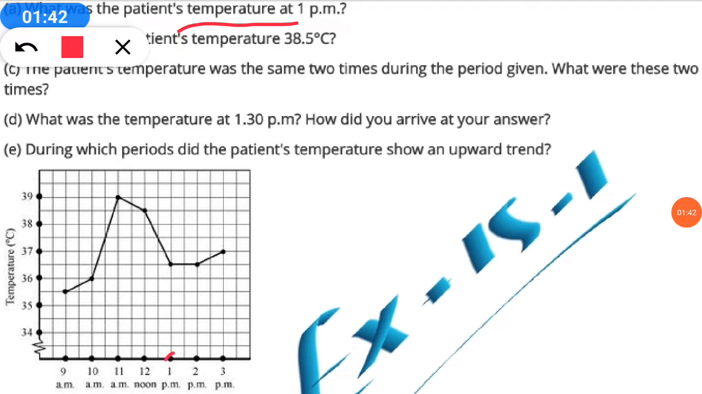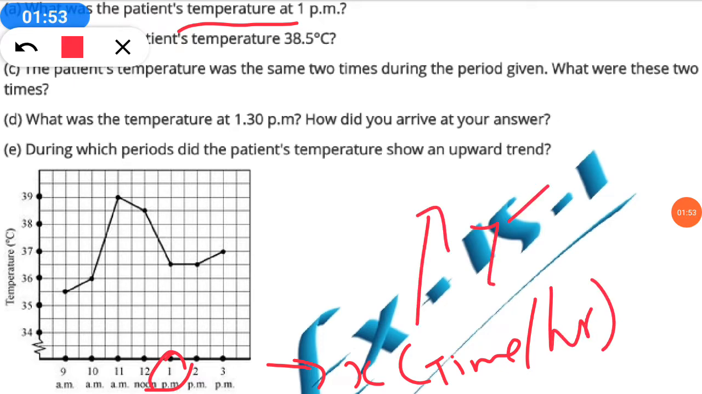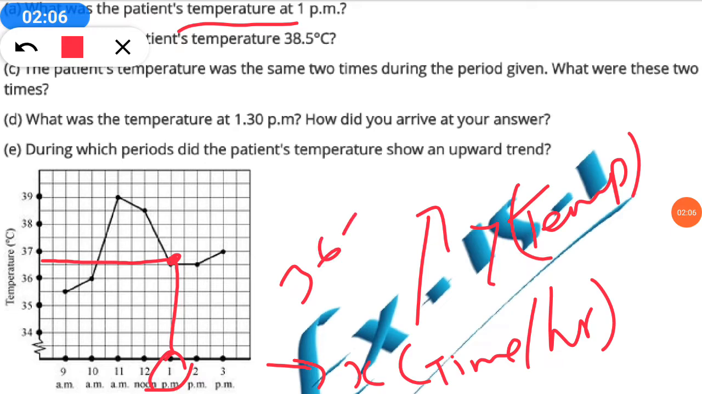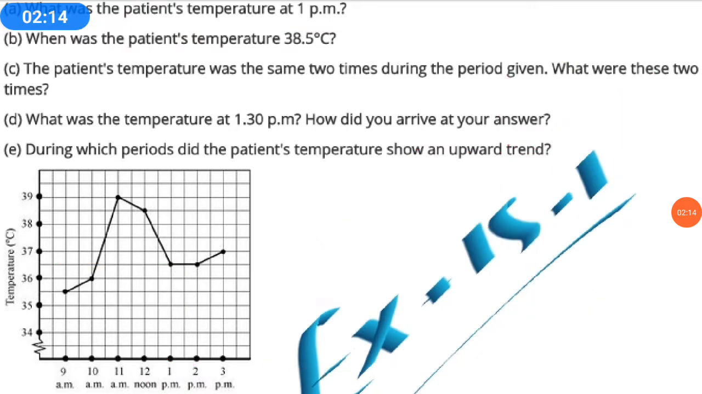As we know, 1 pm is mentioned over here. The time is mentioned on the x-axis, or we can write it as hour, and on the y-axis temperature is mentioned. So we have to look at the time, and the temperature of the patient is mentioned over here. So it will be how much? It is between 36 to 37. So between 36 and 37 the temperature will be 36.5. Clear to everyone?